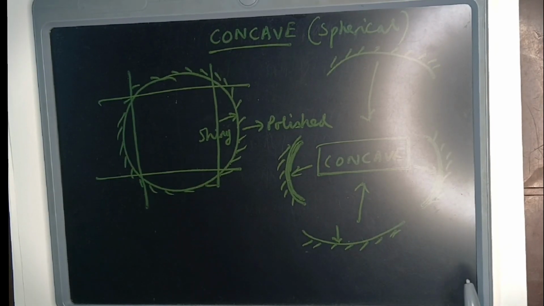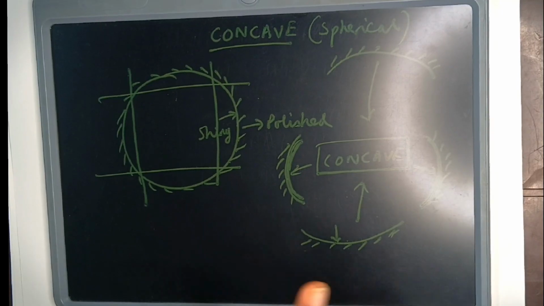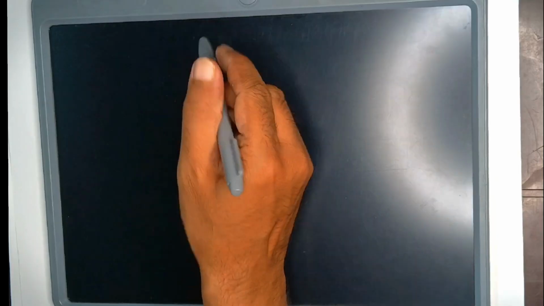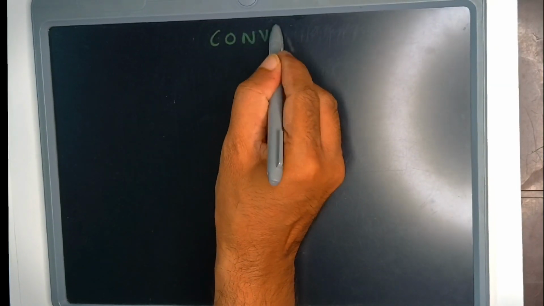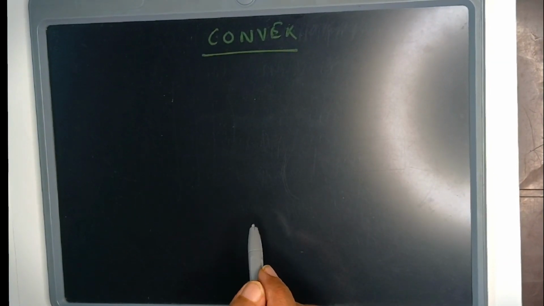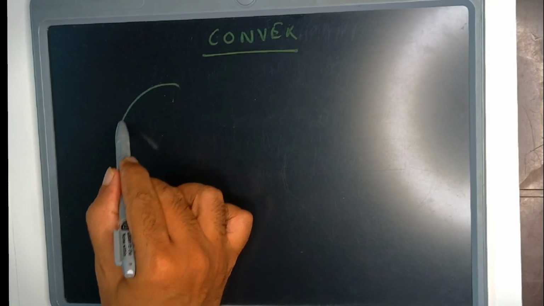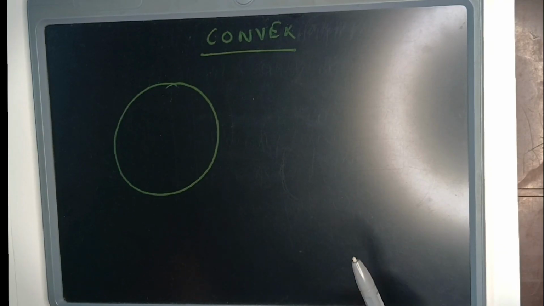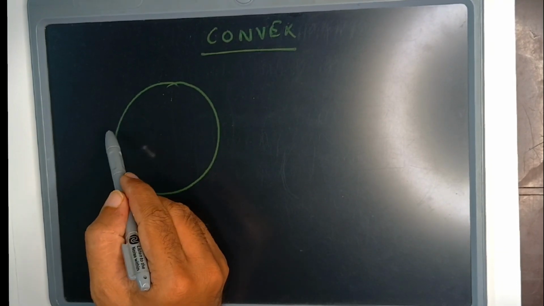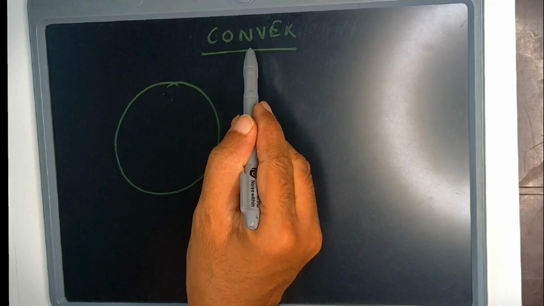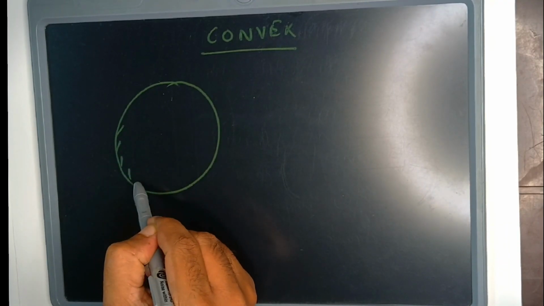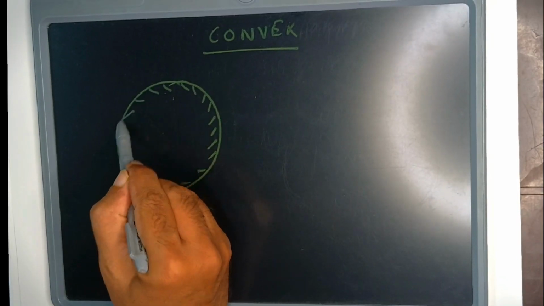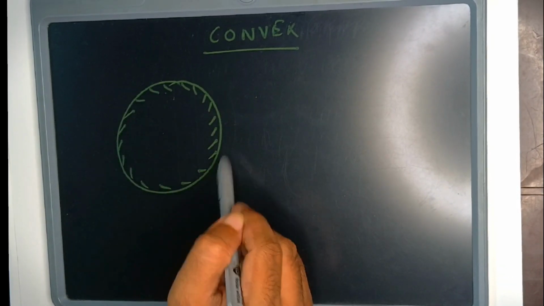I hope this is clear so far of how a concave mirror is actually carved out. Next we'll see for convex mirror. Now we'll take the same sphere back again. In case of concave, we polish the outside surface. Now in case of convex, we polish the inside surface, inner surface. And the outside is the reflecting surface.